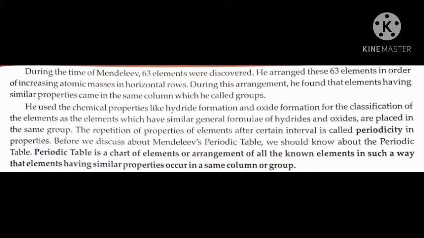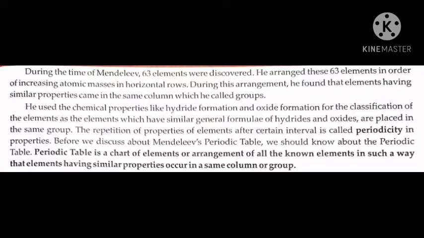During the time of Mendeleev, 63 elements were discovered. He arranged these 63 elements in order of increasing atomic masses in horizontal rows. During this arrangement, he found that elements having similar properties came in the same column, which he called groups. He used chemical properties like hydride formation and oxide formation for the classification of the elements, as the elements which have similar general formulae of hydrides and oxides are placed in the same group.